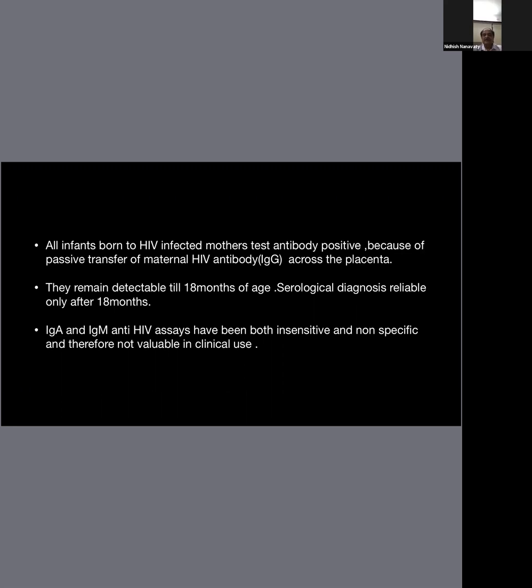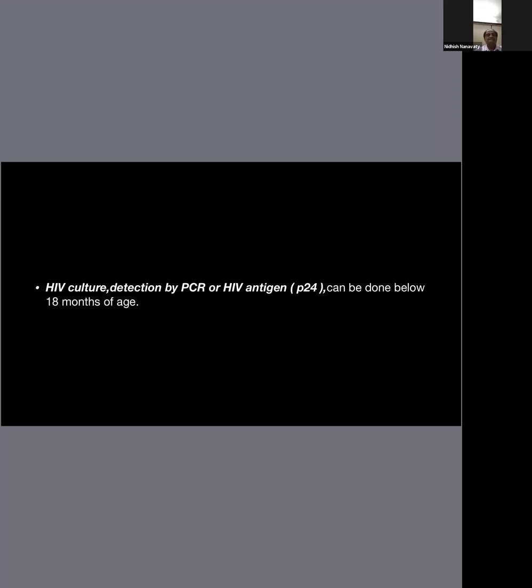IgA and IgM anti-HIV assays have been both insensitive and non-specific and therefore not valuable in clinical use. HIV culture, detection by PCR, or HIV antigen can be done below 18 months of age.